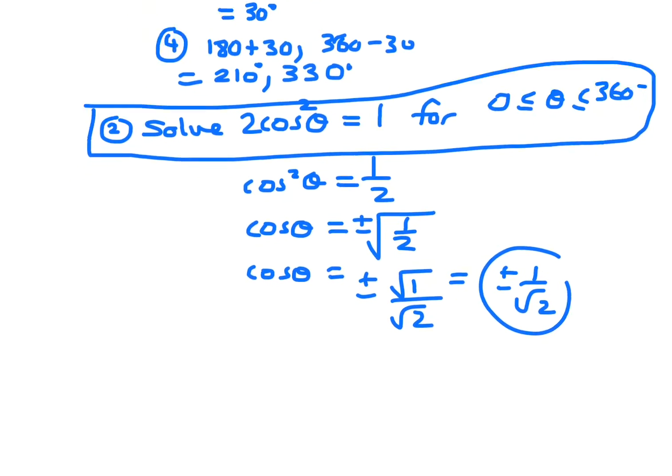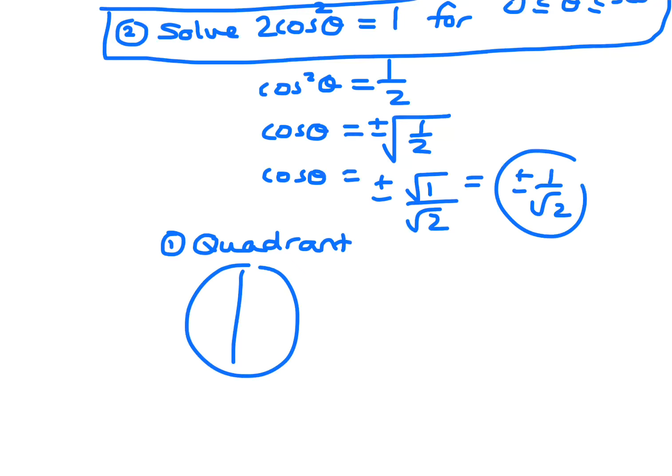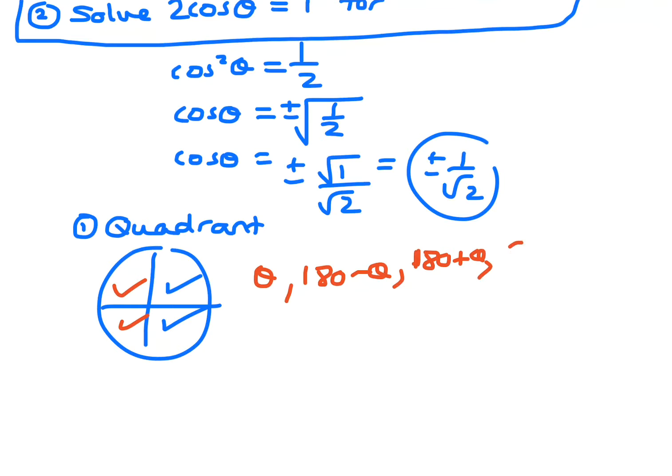Okay, so step 1 is the quadrants. So when you look at this, it means that cos can be positive or negative. So that's where it's positive, and then it is negative in the other two quadrants. So that means you've got theta, 180 minus theta, 180 plus theta, and you have 360 minus theta.